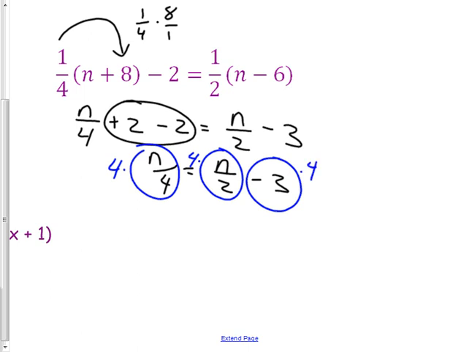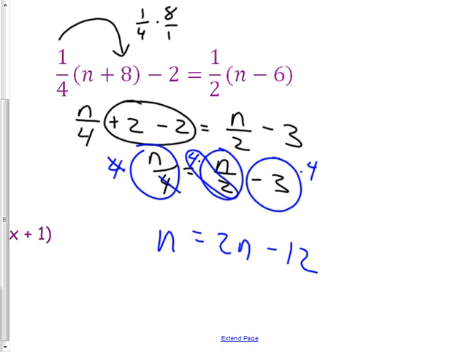now why is that going to work so good? Because 4 will cancel the 4. And 4 divided by 2 is 2. See how that works. And negative 3 times 4 is negative 12. And now I got rid of my fraction problem. I'm going to show you that again in a minute because that's a really powerful way of getting rid of fractions. It's called clearing the fraction. Because isn't this a lot nicer now? That it's just n equals 2n minus 12?